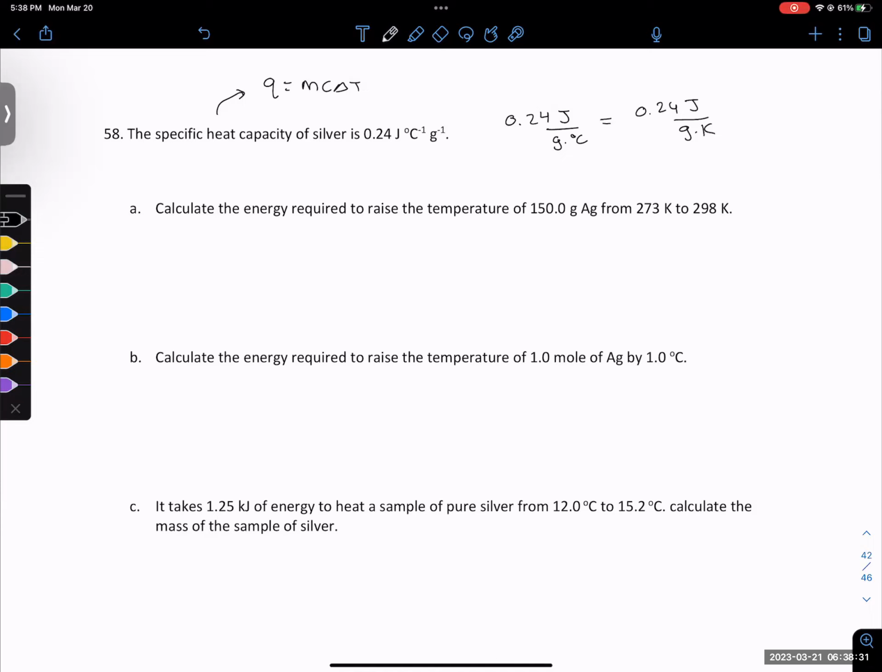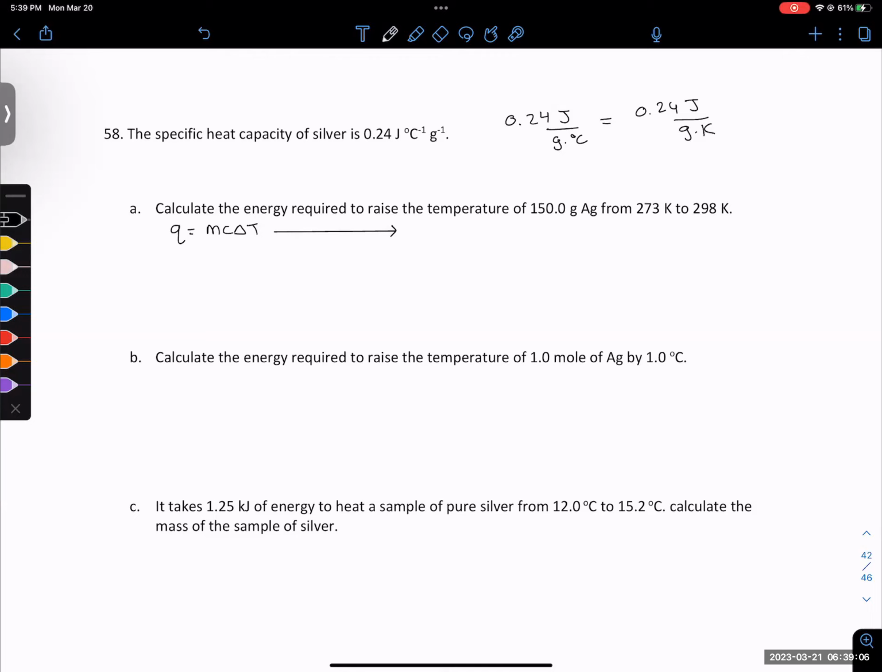All right, so what's the equation we're using? Q equals MC delta T, or as some people like to say, Q equals MCAT. I sure hope you know how to use this equation, because guess what? It's going to be on your MCAT. I'm not even lying. So it's asking us to calculate the energy required to raise the temperature of 150 grams of silver from 273 Kelvin to 298 Kelvin.